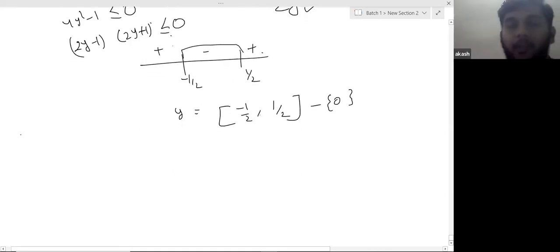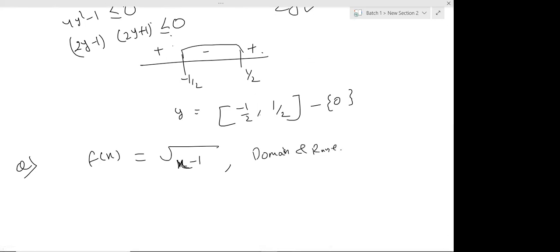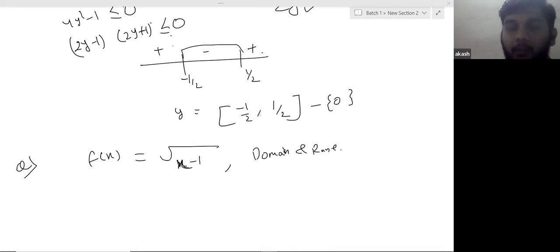See, these are one type of questions that they have asked about finding the range. There are other types. Write down: if f of x equals under root x minus 1, try to find the domain and range for this. Okay, you have 2 minutes. Find the domain and range for this.